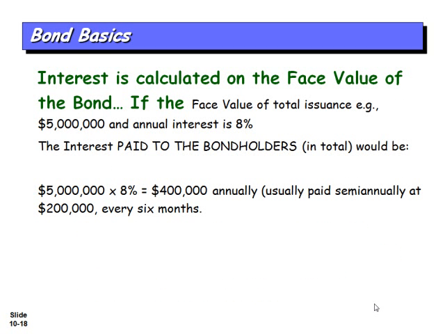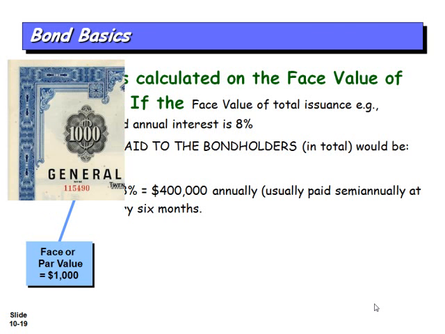So again, interest is calculated on face value. If we issued $5 million in bonds, and by the way, that would be 5,000 bonds, the face value for bonds that we are studying is $1,000. So if you need to raise $5 million, then you issue 5,000 bonds. If you need to raise $10 million, you would sell 10,000 bonds. So if the company sold $5 million in bonds and the interest rate was 8%, annually it would be $400,000 that the company would pay in interest, or $200,000 every 6 months.